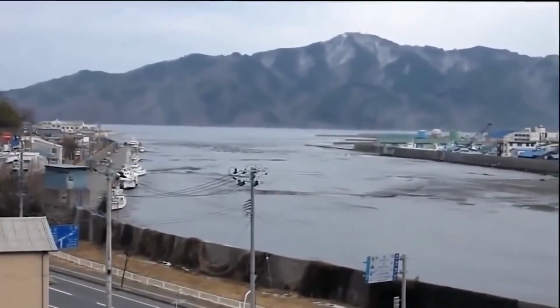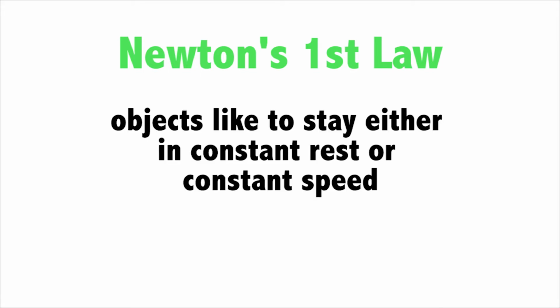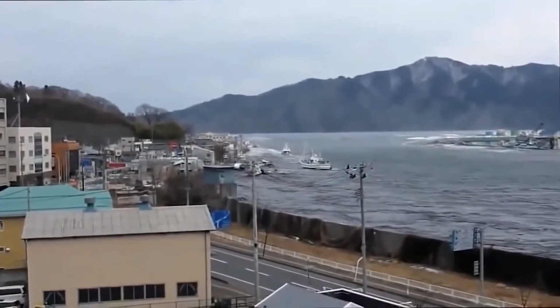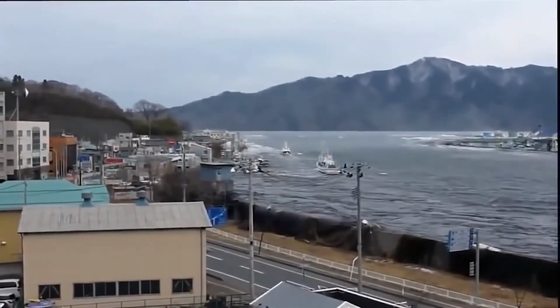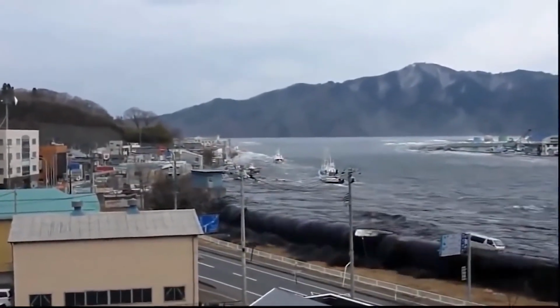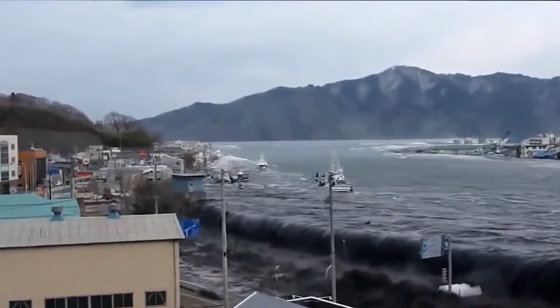But why does this work? Newton's first law, the law of inertia, states that objects like to stay either in constant rest or constant speed. In some cases, seawalls have more inertia than the water itself, and will therefore stop the wave from surging into land. Of course, the water finally builds enough volume and is able to topple over the seawall, but it gives citizens more time to be able to escape the wave.